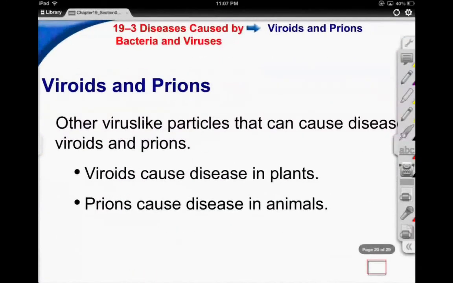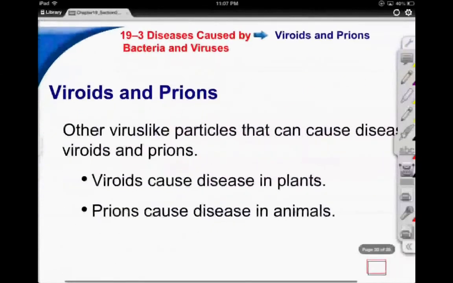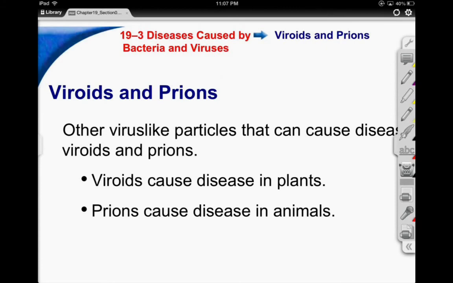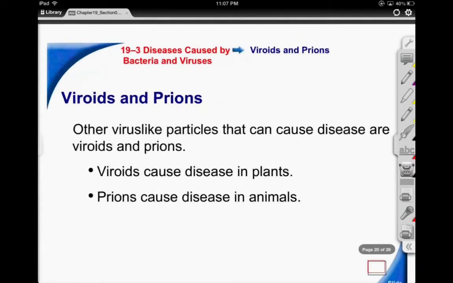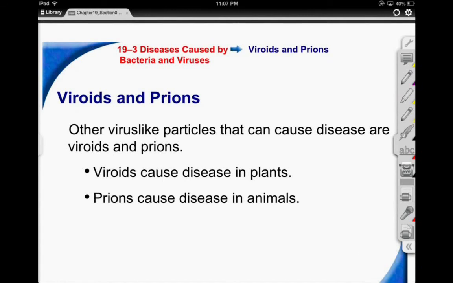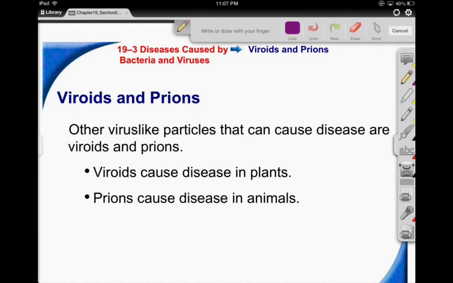Now, viroids and prions. I'm just going to talk about prions because they cause disease in animals. And I've got a really neat presentation. Viroids are the equivalent in plants, and prions are the ones that are going to affect animals, so I'm going to go into that a little bit more. But please understand that these are essentially renegade, self-replicating proteins. They don't even have genetic material. They don't have nucleic acids. They don't have DNA. They don't have RNA. Renegade proteins. And if they replicate, these proteins can cause damage.